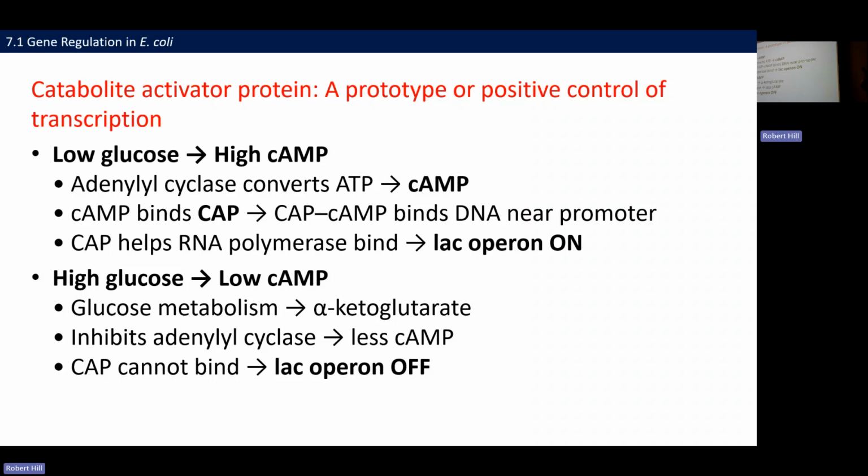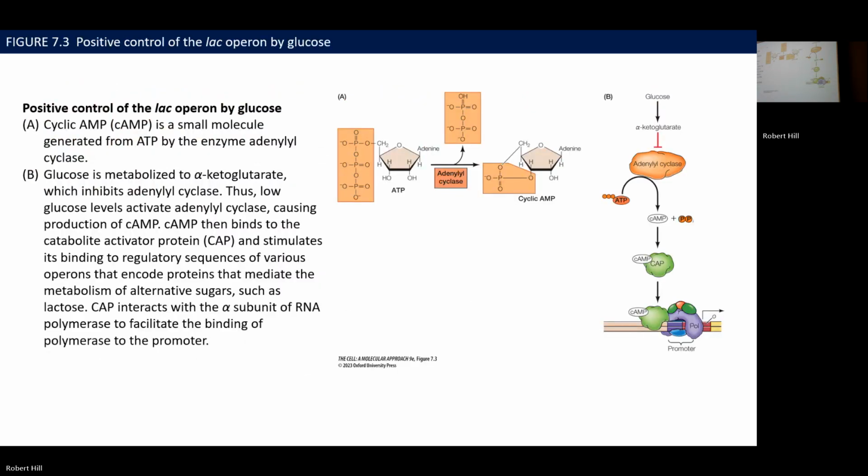All right, so with low glucose, you have high levels of cAMP because alpha-ketoglutarate is inhibited. And if you have high glucose, you have low levels of cAMP. Right? When you have low glucose, the lac operon is on. When you have high glucose, the lactose operon is off.